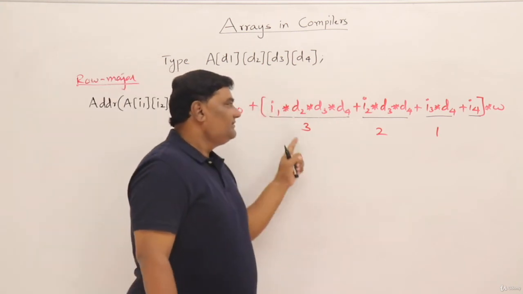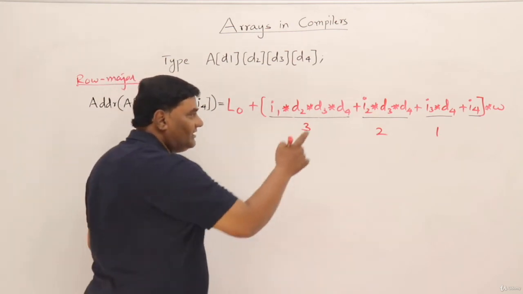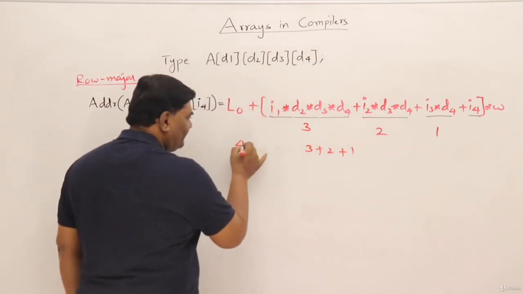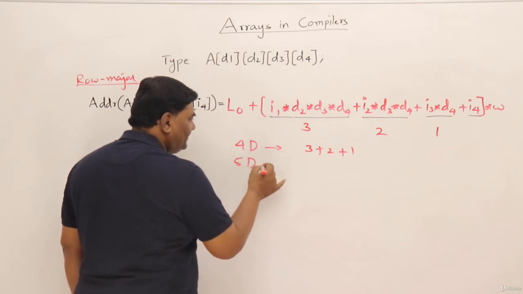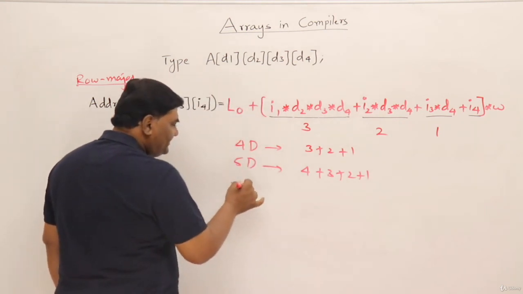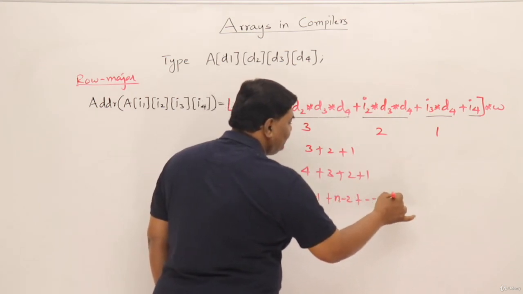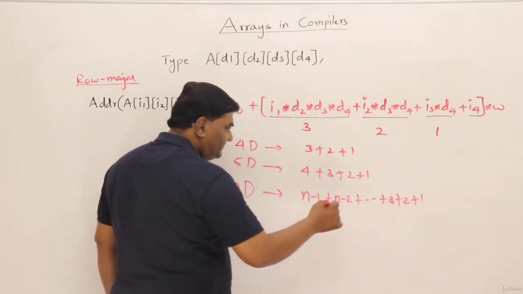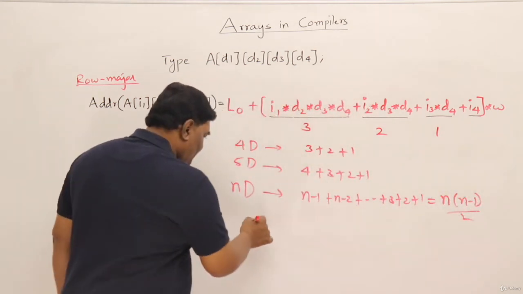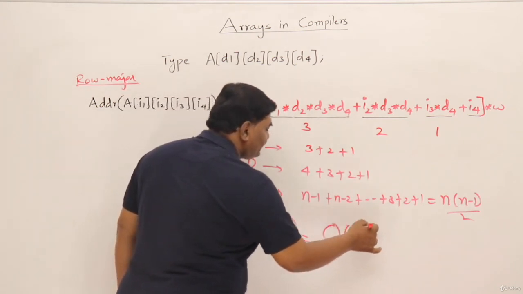Depending on dimensions, the number of multiplications inside the brackets may vary. For 4 dimensions, how many multiplications are there? This is 3 plus 2 plus 1 for 4D. It means for 5D, how many multiplications will there be? 4 plus 3 plus 2 plus 1. So for n dimensions, how many multiplications will there be? n minus 1 plus n minus 2 and so on down to 3 plus 2 plus 1. This is nothing but n into n minus 1 by 2, which is of the order of n square multiplications.